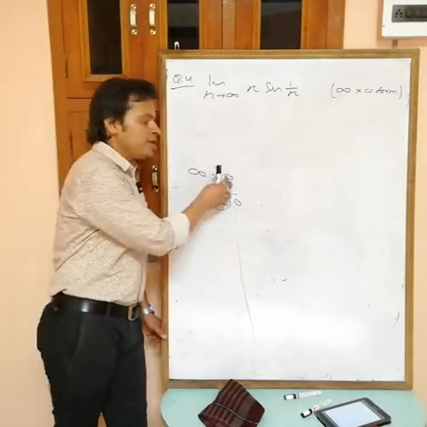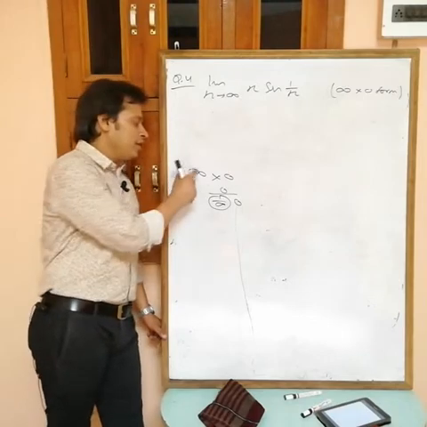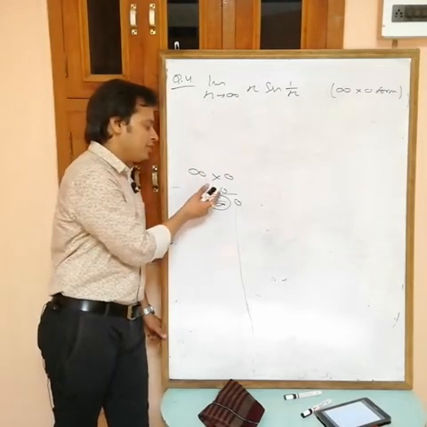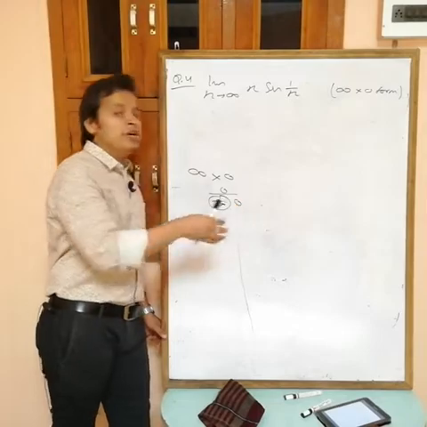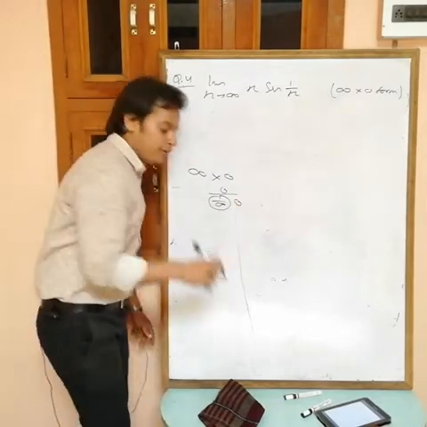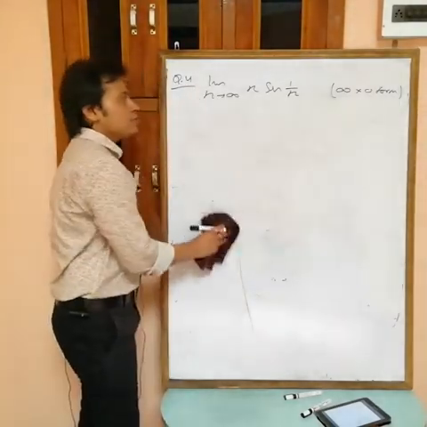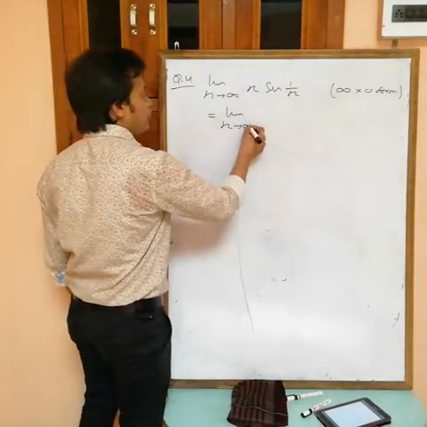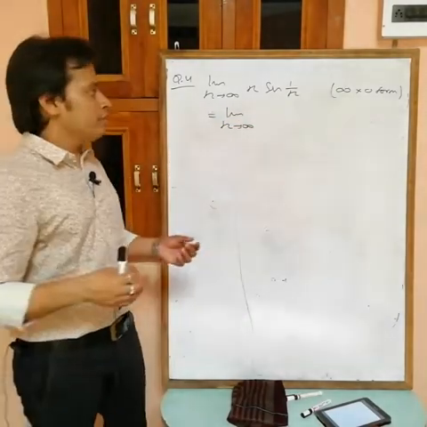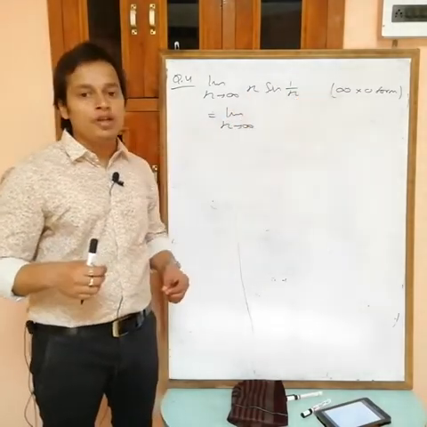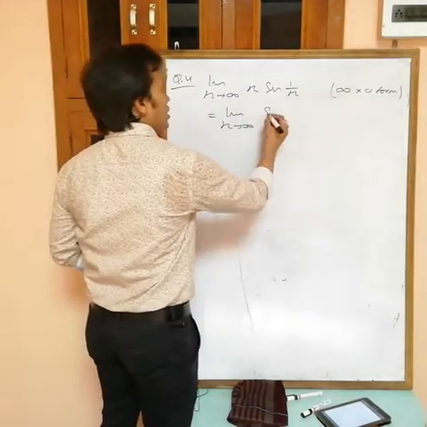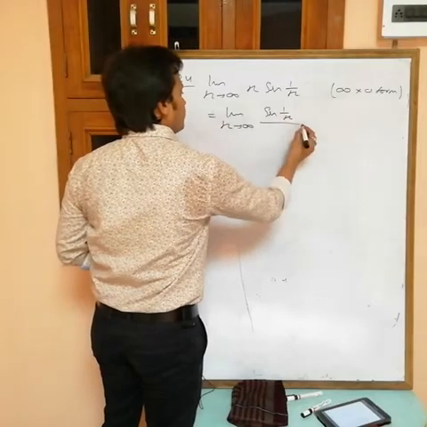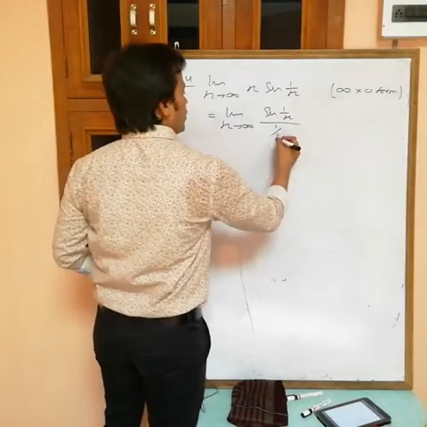For infinity into 0, you can't use L'Hopital. But if you write infinity in denominator, then you will get 1 by infinity, that becomes 0. Then you are getting 0 by 0, and then you can use L'Hopital. So same thing I am doing in this one. Limit x tending to infinity, because we didn't have any standard method to solve the limit of infinity into 0 form. Sine 1 by x by 1 by x.